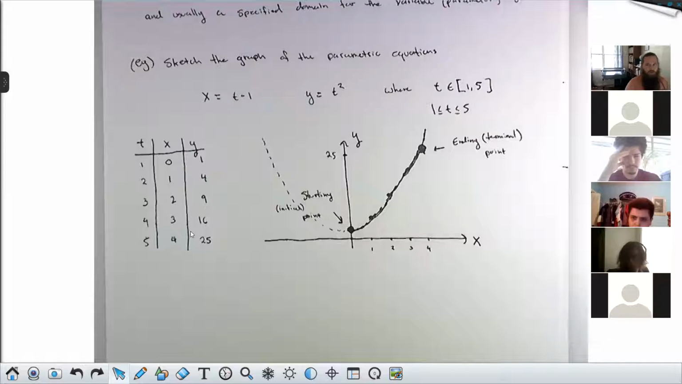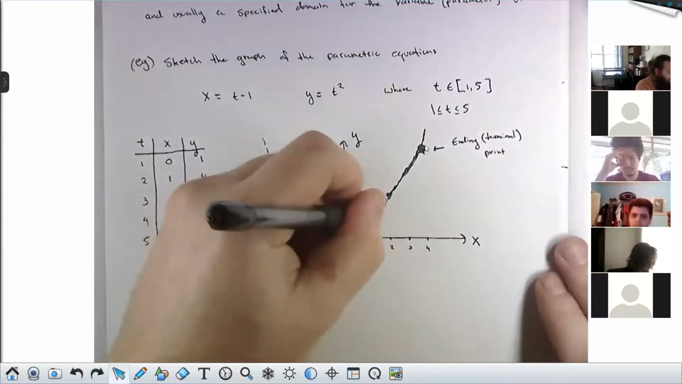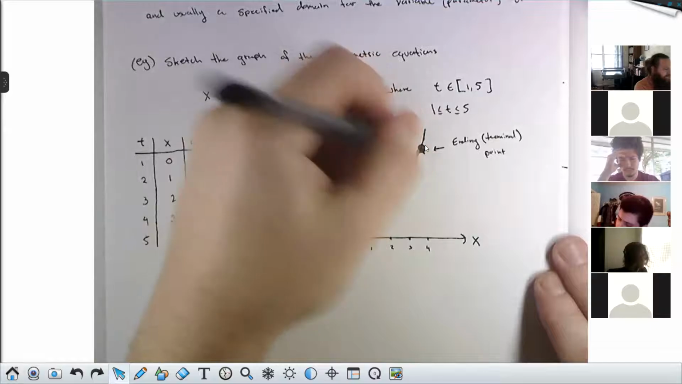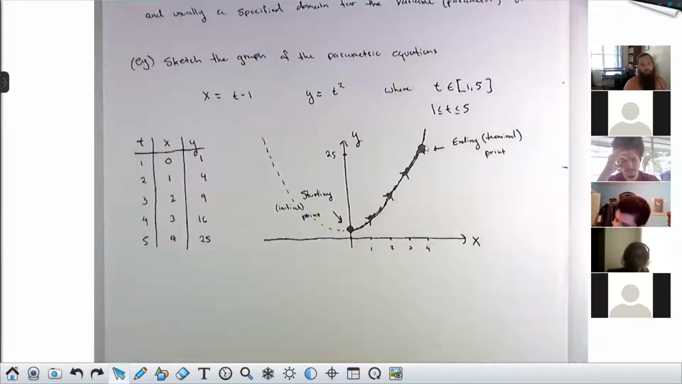And it has an orientation. As t increases, I'm going this way along the curve. We like to draw those in with little arrows like this. So if you don't know anything else about a set of parametric equations, you can draw the graph just by plotting points.